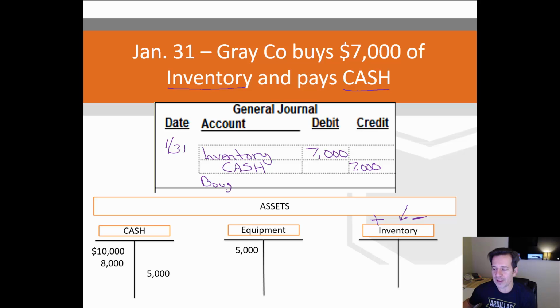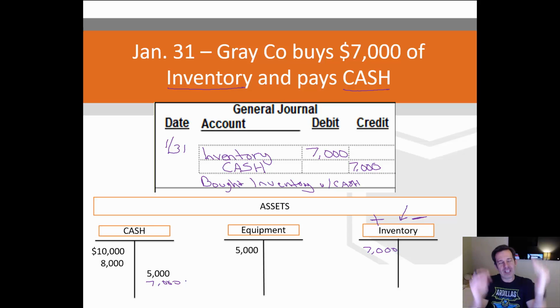I'm going to write a little description on that transaction. Bought inventory with cash. Boom. There we go. Now we got to post it over to the ledger. I got $7,000 on the debit side for inventory. Post it over here. And it took $7,000 of cash to buy it. There we go. That's the game we're playing. That's accounting. In 2 weeks, you know basically the entire foundation for getting a transaction into the accounting system. Pat yourself on the back if you're still here.